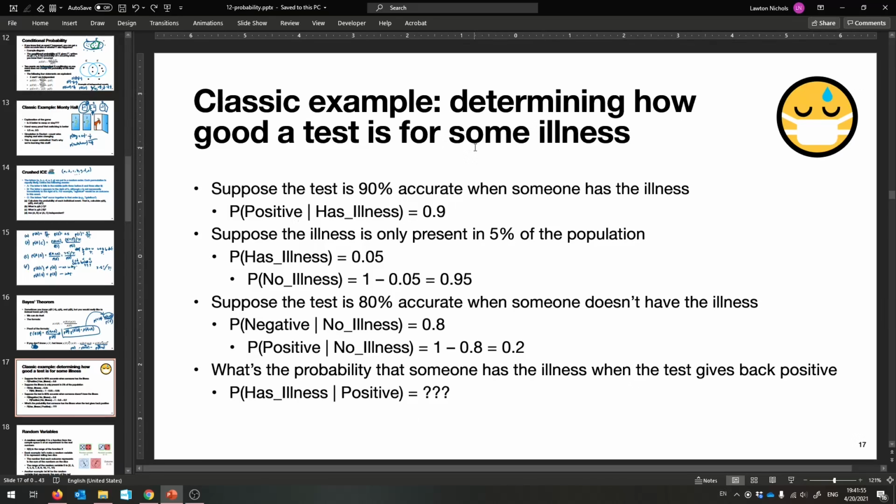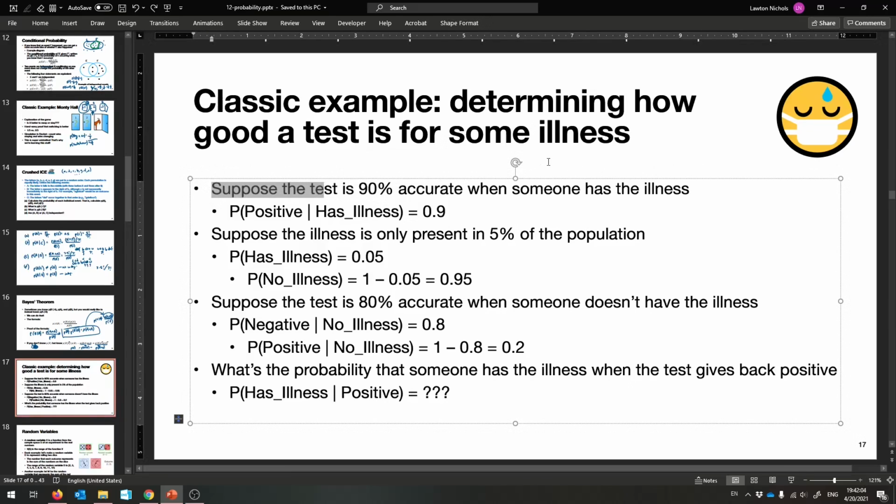Okay, and the classic example of why you would ever want to do this usually has to do with illnesses and tests for illnesses. Let's suppose that we have a really nice test for something like maybe the coronavirus, and it's 90% accurate when someone has the illness. So what I just said is the probability of the test being positive given that you have the illness. When someone has the illness, the test gives a positive reading 90% of the time. That's accuracy.